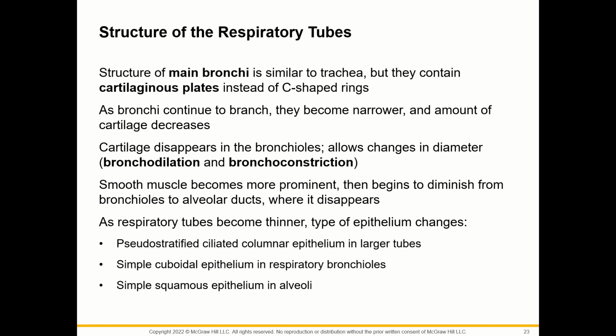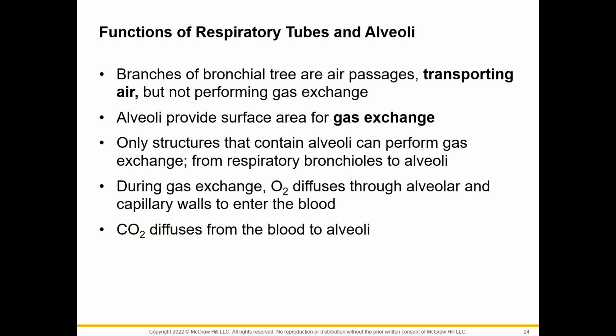As the respiratory tubes become thinner, the type of epithelium changes. So we have pseudostratified ciliated columnar epithelium in the larger tubes, simple cuboidal epithelium in the respiratory bronchioles, and then finally, simple squamous epithelium in the alveoli.